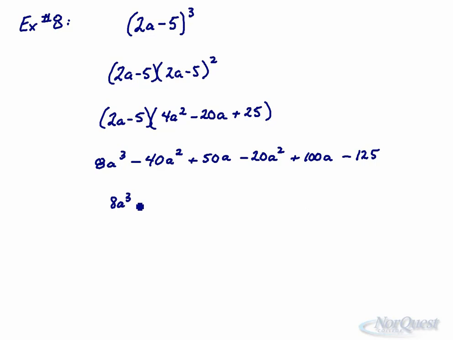Minus 40a squared minus 20a squared, negative 60a squared. 50a plus 100a plus 150a, minus 125. So with those 8 examples, I did a couple monomials together. I dealt with every type of binomial expansion, plus a brackets within brackets question, plus a binomial times a trinomial, the perfect squares, the difference of squares, and even a cubic.